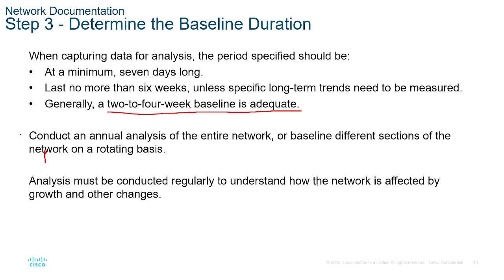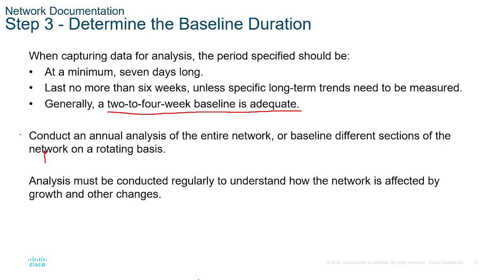And baseline different sections of a network on a rotating basis. Sometimes you see that some departments have a lot of problems, so you would create an analysis or baseline measurement for only those departments. You will check them annually, or let's say every 2 to 3 months. So it is good to have an annual analysis, or sometimes even every 2 to 3 months, for those departments that have problems.